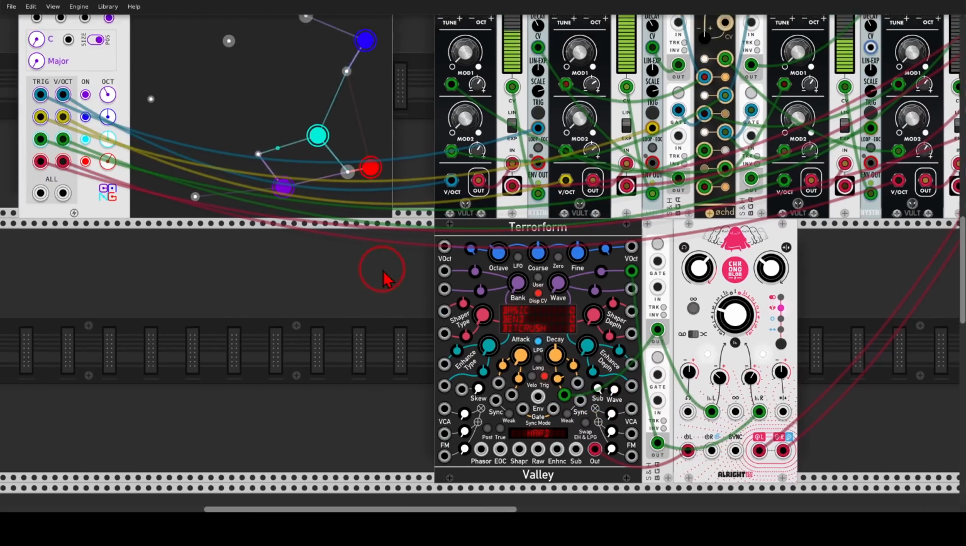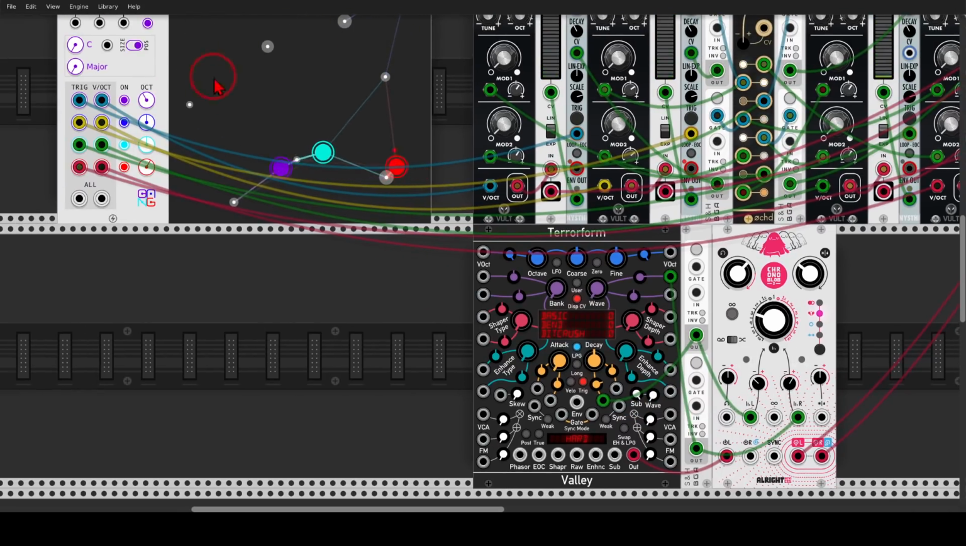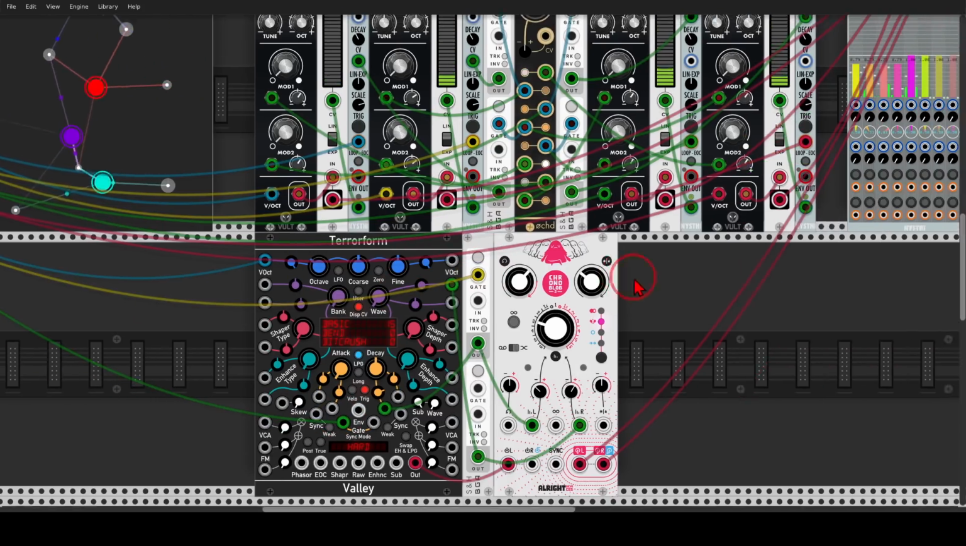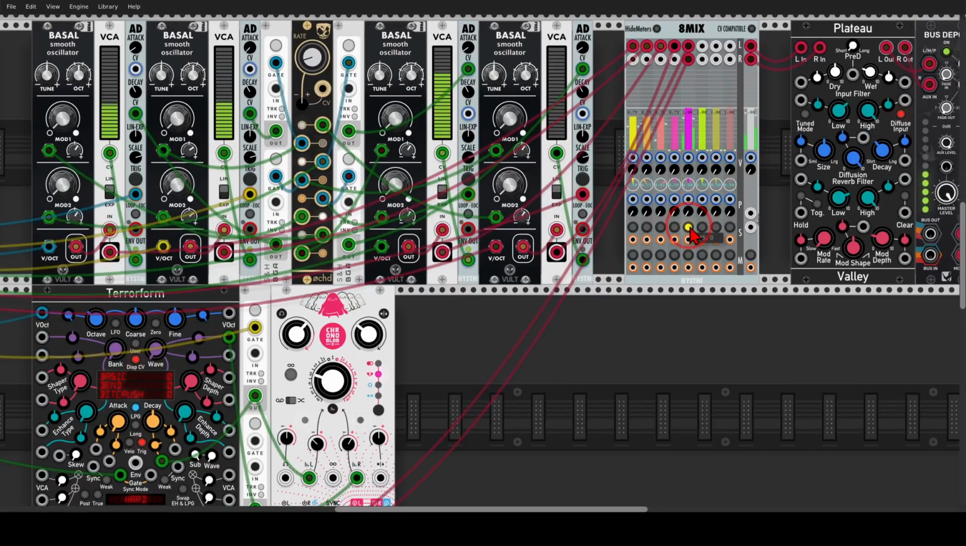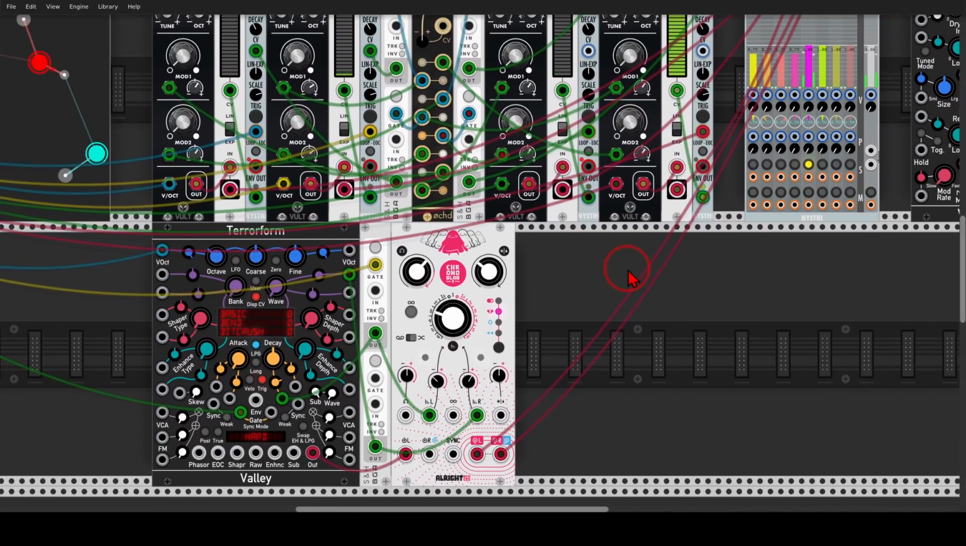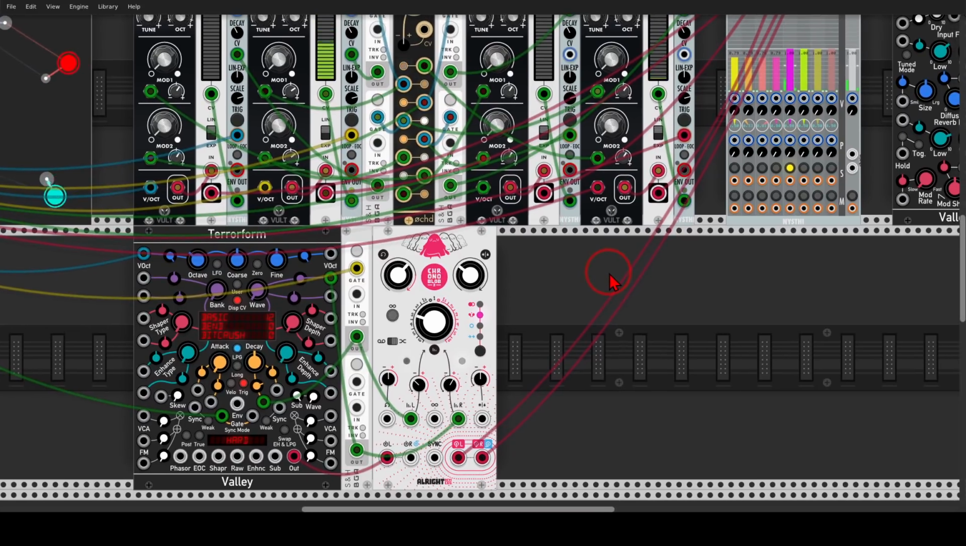So let's use the All output. Again, this will output a combination of the voices, so the pitch will go to Terraform and the triggers will go once to trigger the sample and hold, and also once to trigger Terraform. Maybe I will solo this voice. This is now Terraform. And this is all together.